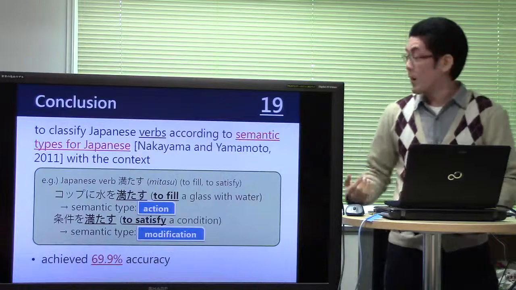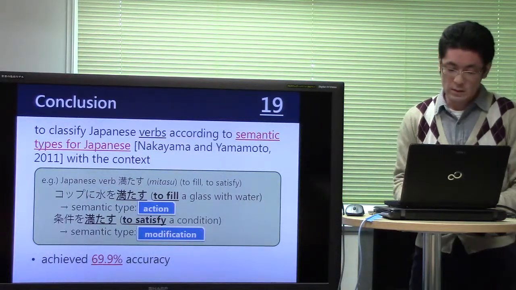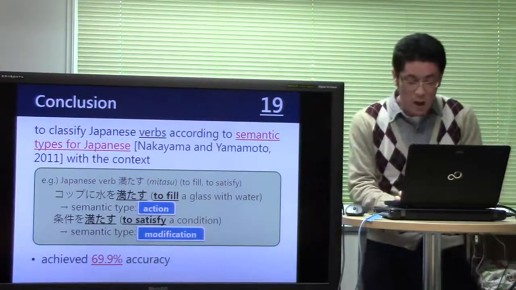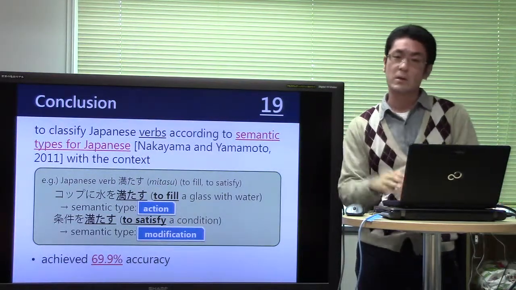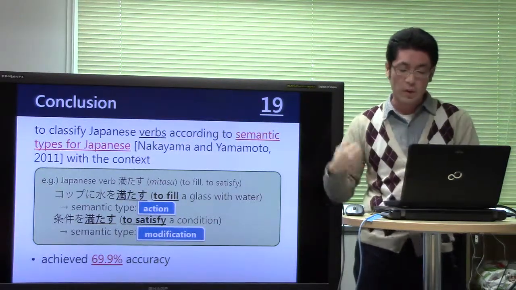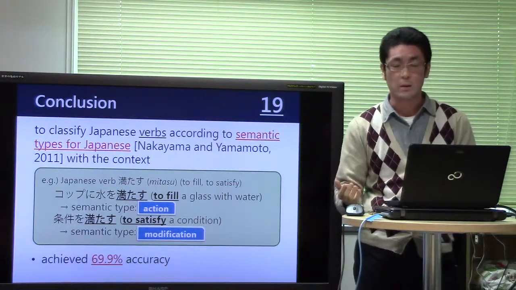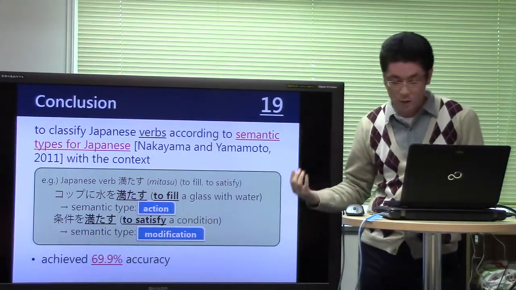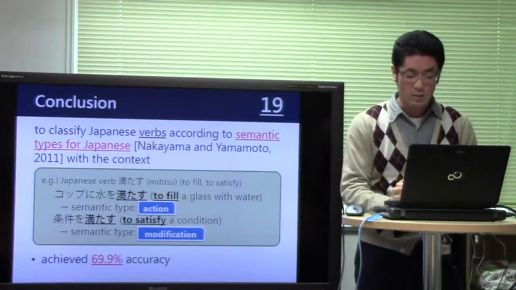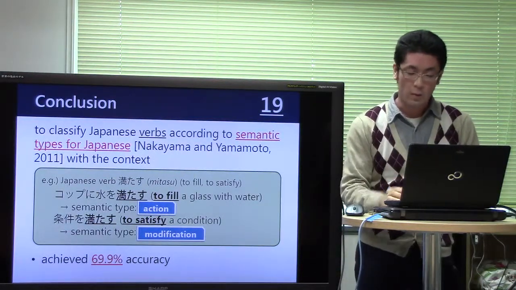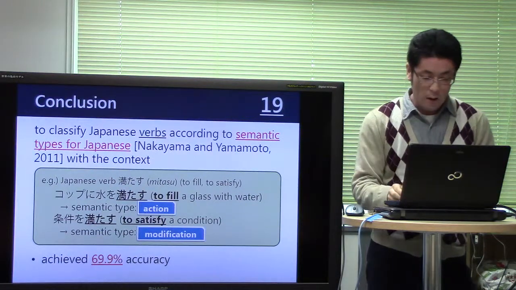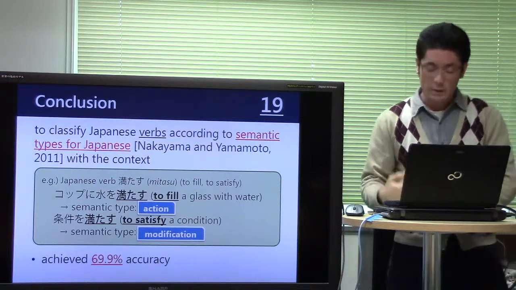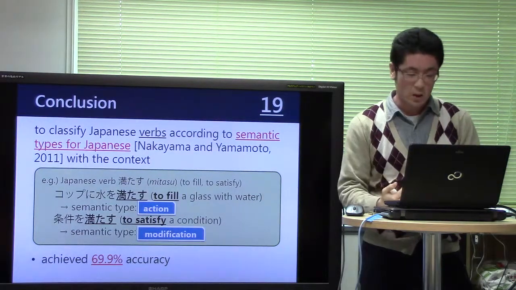Then let me recap my presentation. I introduced the semantic types for Japanese proposed in our previous research and defined the task of semantic type disambiguation. It is to determine a single type for a verb with the context. Then I described the semantic type disambiguator we constructed. It achieved 70% for newspaper articles. In future work, I'll apply semantic types to sentiment analysis instead of part-of-speech features.